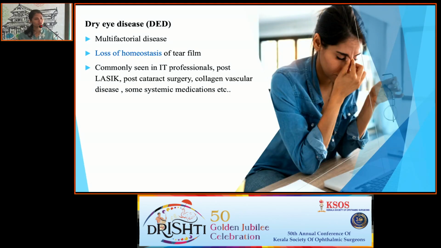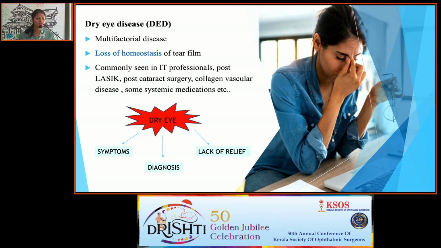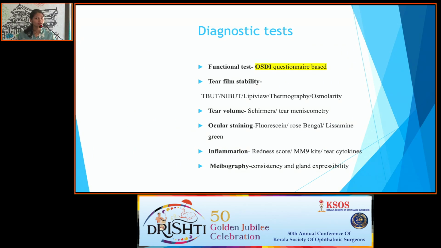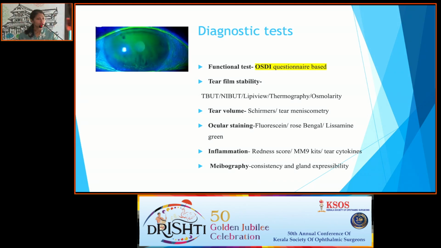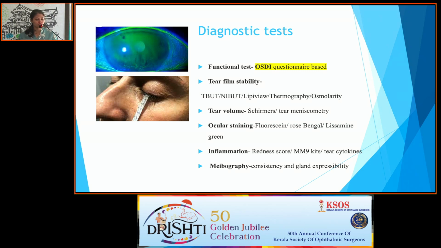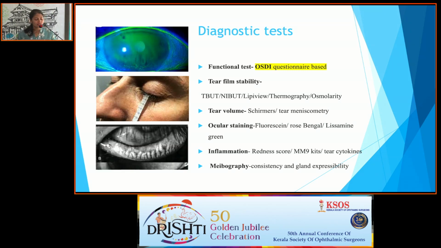Dry eye disease, as you know, is a multifactorial disease caused by the loss of tear film homeostasis. The most frustrating part of dry eye is the debilitating symptoms, the lack of relief from symptoms, and the difficulty in diagnosis. There are already several parameters available in the market right now to analyze dry eye, like the tear film stability test, tear breakup time. Tear film volume is measured using Schirmer's test, ocular staining, inflammatory markers, and meibography.